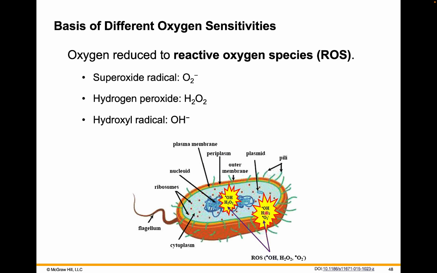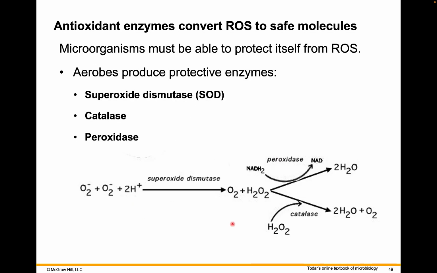So in a cellular environment that utilizes oxygen for respiration, superoxide radicals are constantly formed. Hydrogen peroxide and hydroxyl radicals are formed, and the cell constantly has processes to detoxify them. These are your antioxidant systems and enzymes which detoxify them, and we are going to see this. So the microorganism must be able to protect itself from the reactive oxygen species.